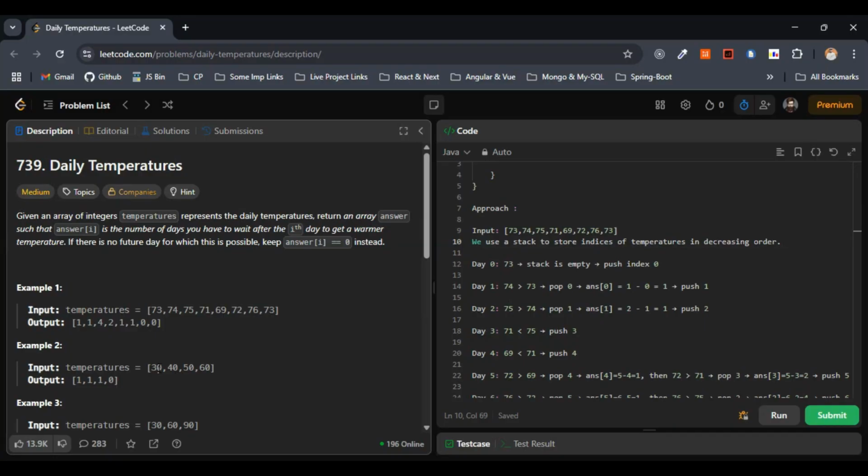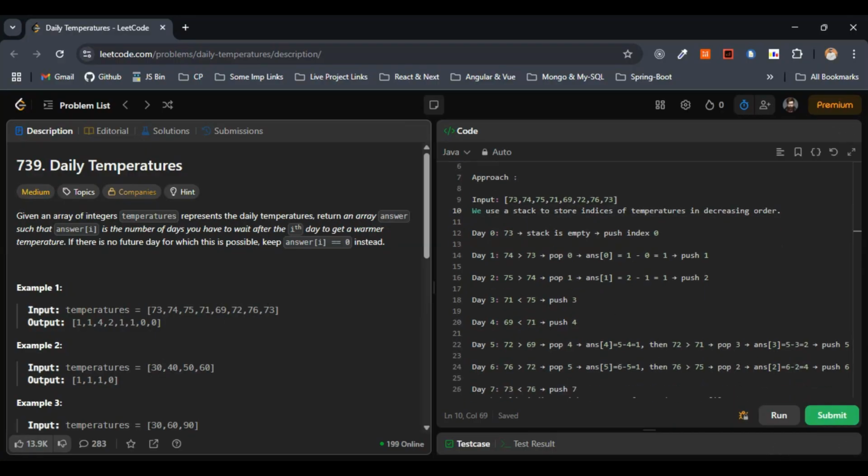Next, what shall we do? Let's discuss the approach quickly, followed by the complexities, and then let's write the code. First, let's consider the first example so that it will be easier for us to understand. In this case the input we have is 73, 74, 75, 71.